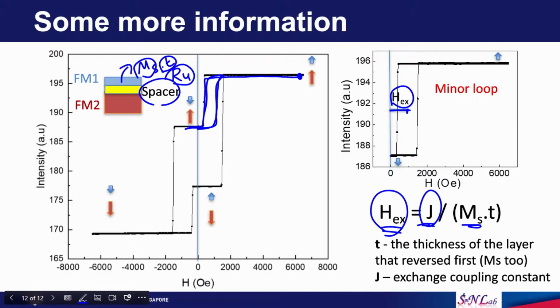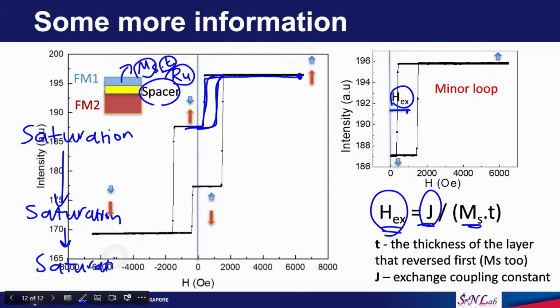Yes. Minor loop in the sense that sometimes the loop is not closed. Basically, if you go from saturation, a very large field that saturates all the layers, to saturation on the other side, then come back to saturation again, that is a major loop. But if you do not do that, then that is a minor loop.